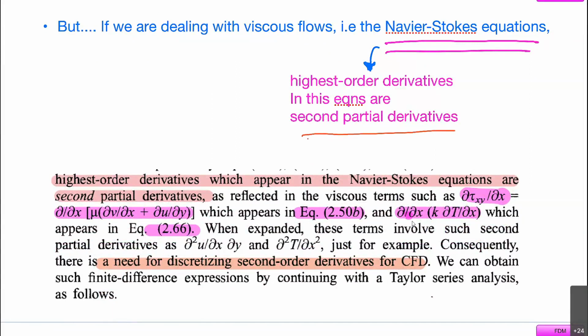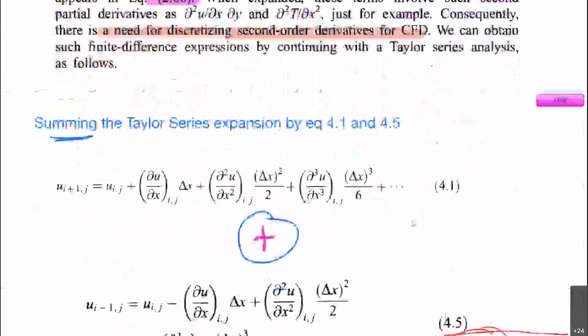Okay, so you can see from the notes in John Anderson's textbook, the highest order derivatives which appear in the Navier-Stokes equation are the second partial derivatives. So meaning that we just cannot stop at the first order derivative. We need to add some more derivatives to get a more accurate result or to solve the problem related to the viscous term.